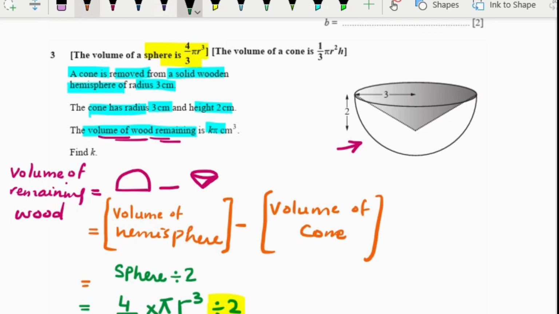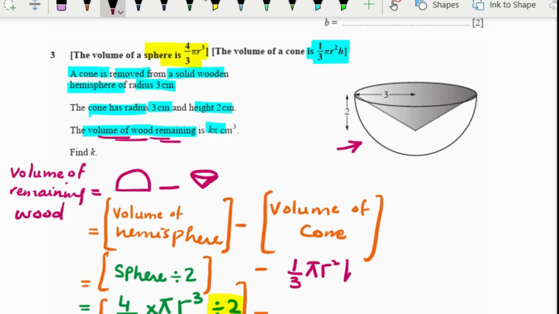And what about the formula of cone? Let me put the brackets here to separate it. The formula of cone is also given, that is 1/3 pi r square h. That is 1/3 of base area into height. Remember that, okay? So it will be 1/3 pi r square h.